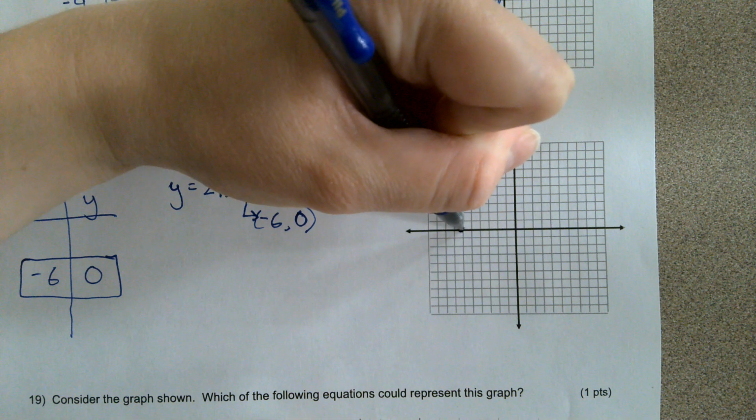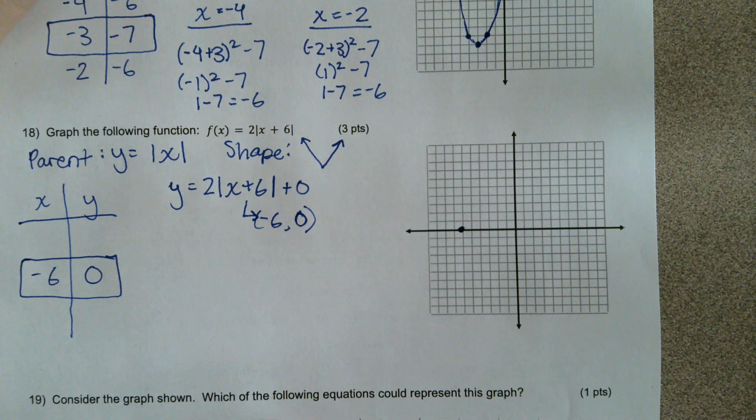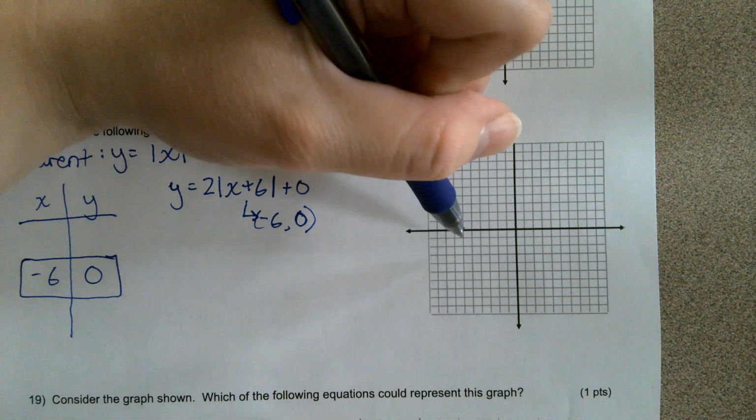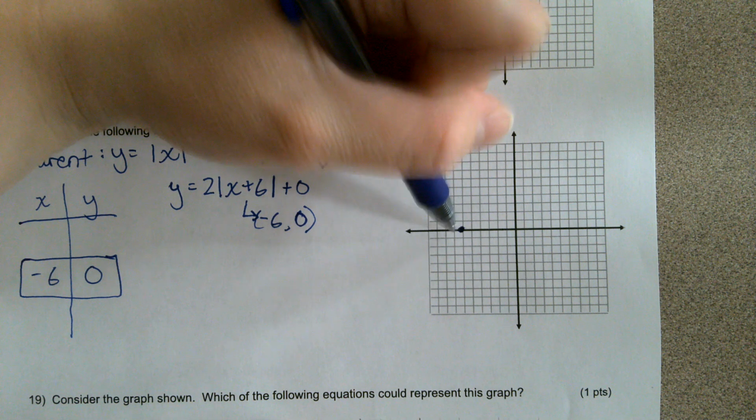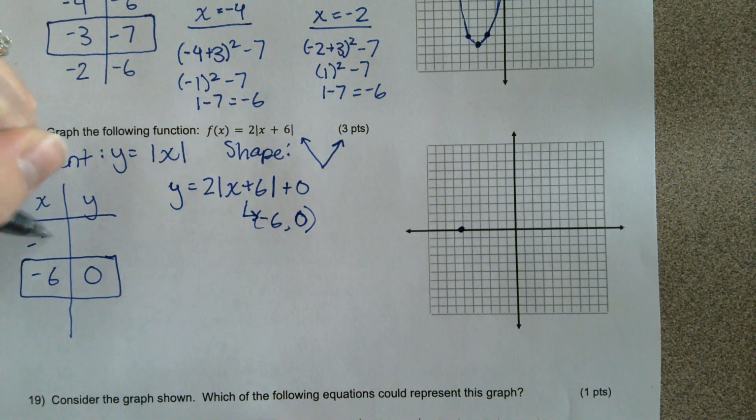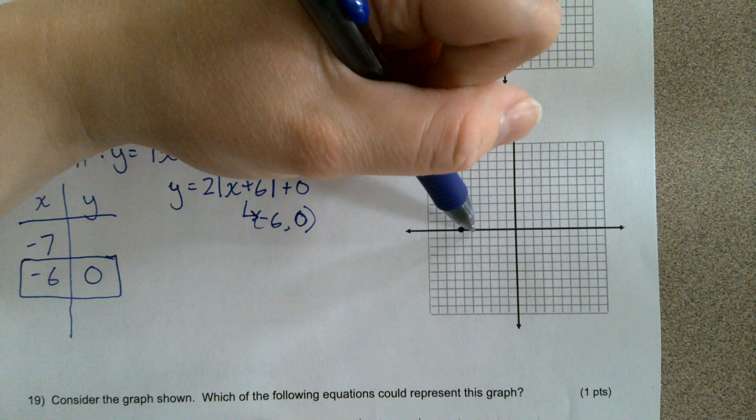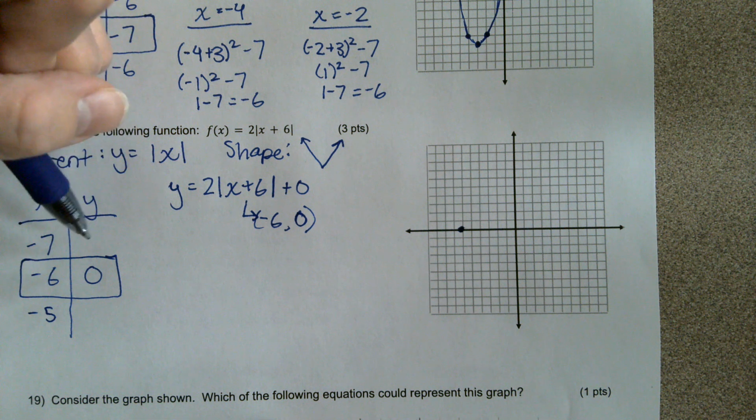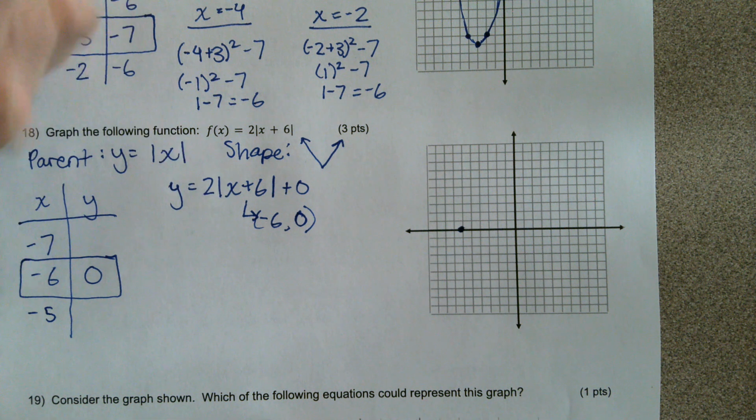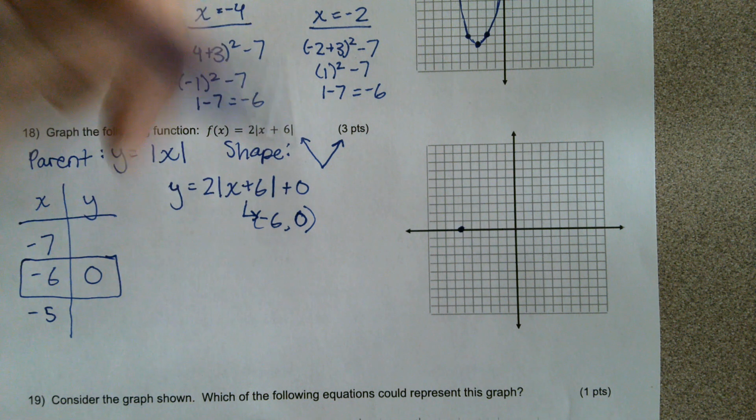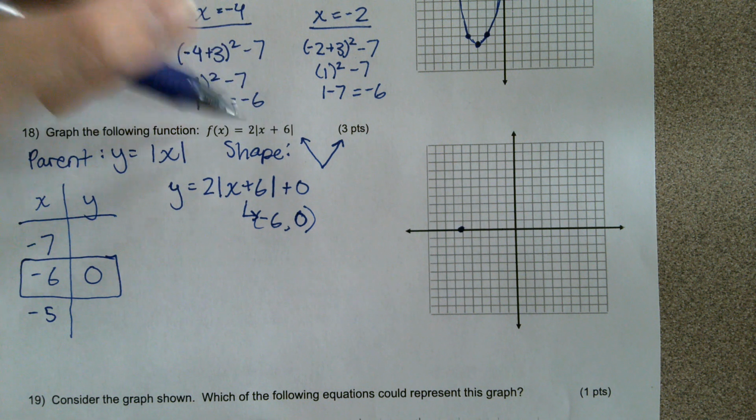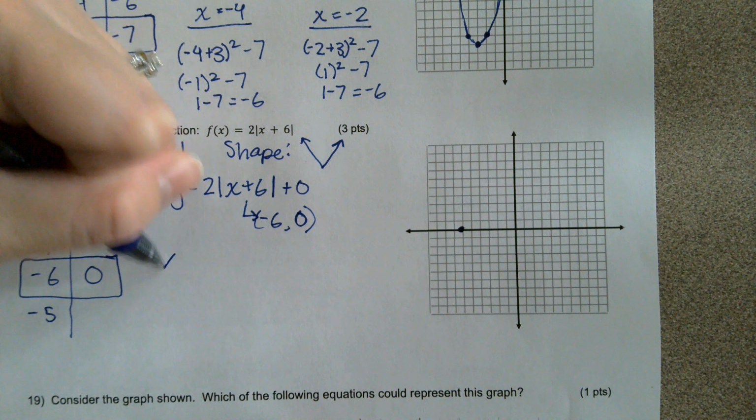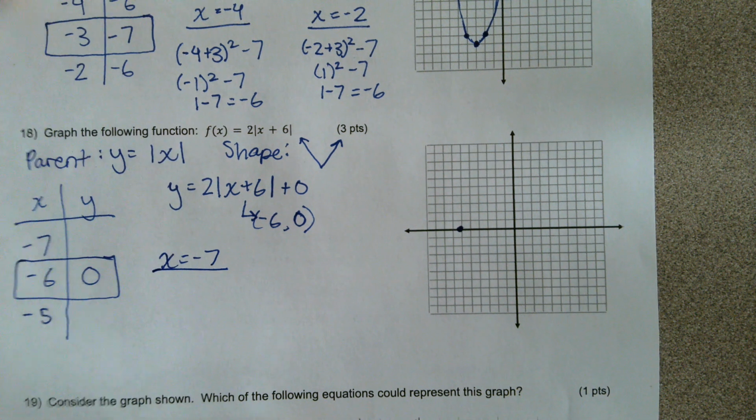And then we just need 1 point. Why did I graph that so off? 1 point to the left and 1 point to the right. So 1 point to the left is going to be negative 7. And 1 point to the right is going to be negative 5. Now to get my y values, I just have to plug these in for x and solve. And by the way, you don't need to include the plus 0. So I'm just going to be doing this one up here. x equals negative 7.